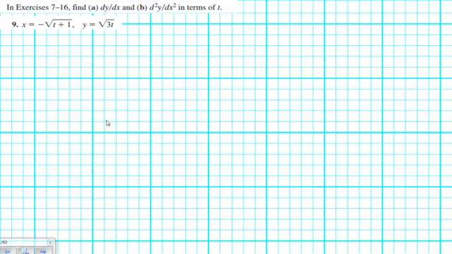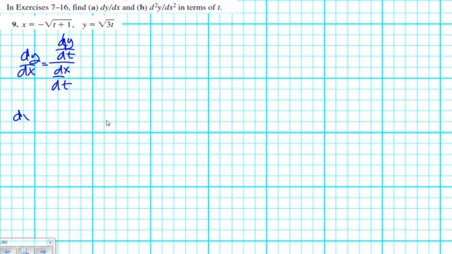Okay, so here's problem number 9 from section 10.1, and we're asked to find dy/dx and then also the second derivative with respect to x. Let's review, please, the formula for parametric slopes. dy/dx is equal to dy/dt over dx/dt. Good. Okay, so let's do a little bit of side work.